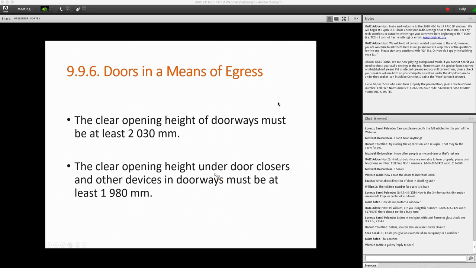Now, the clear opening height of a door that is providing a means of egress is required to be at least 2030 millimeters. And where you have a door closer, typically when you have a door in a fire separation, you are typically required to have the doors on closers. That will return the door back to the closed position to maintain the integrity of the fire separation. So the clear opening height under door closers and other devices in the doorways must also be at least 1980 millimeters. This is discussed under subsection 9.9.6.2 of the code.